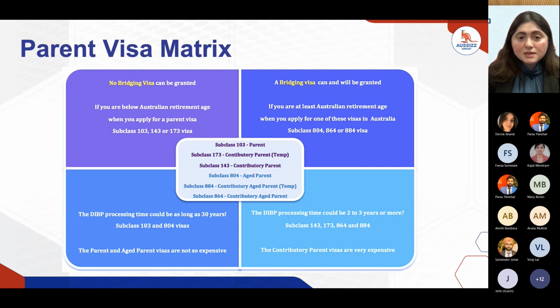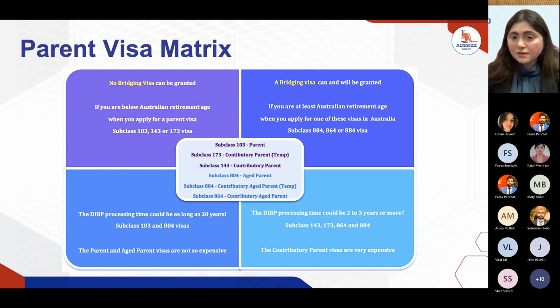The visa subclasses that you can see in the purple section are 103, 143, 173. You don't get a bridging visa. So for example, if your parents are here in Australia on a tourist visa and they don't have a no further stay condition, people think they get to stay in Australia if they lodge an onshore 103 or 143. I'm like, no, because if you lodge these visas onshore, that is in Australia, you don't get a bridging visa. So that means you have to depart when your tourist visa is expiring.